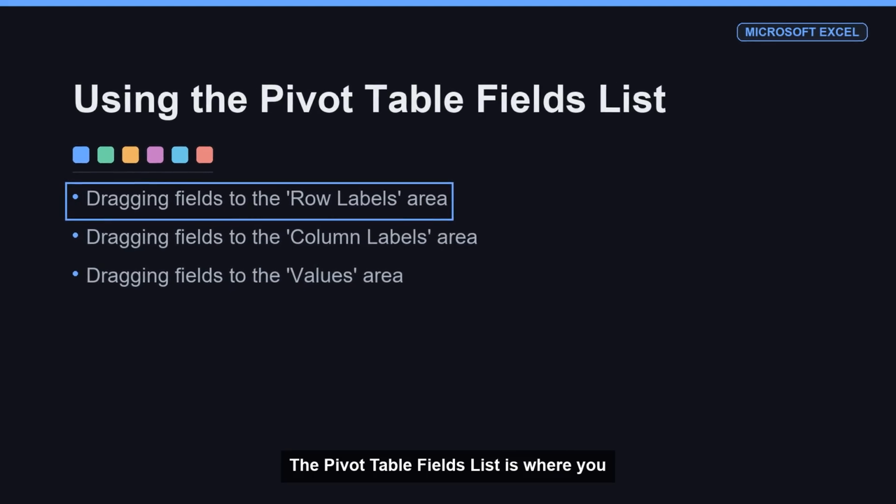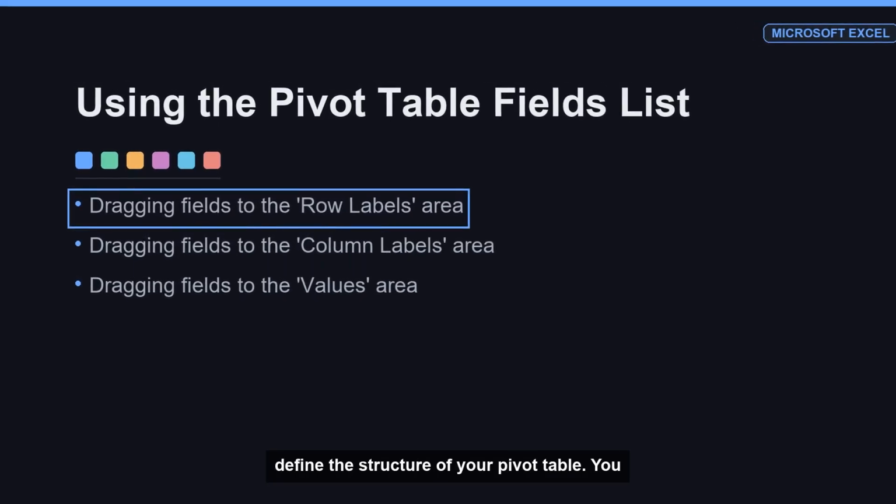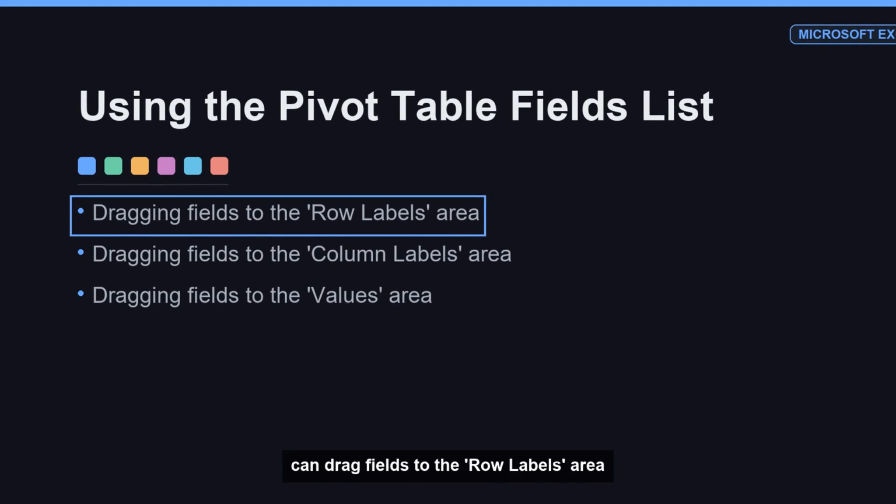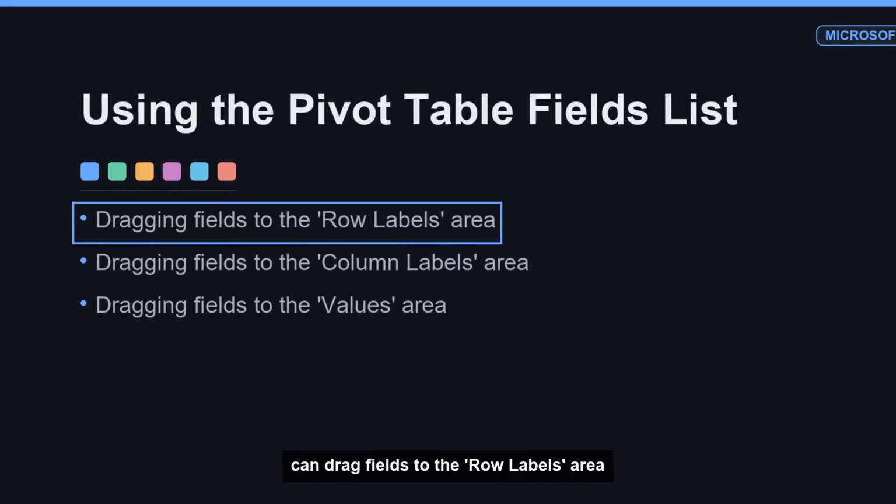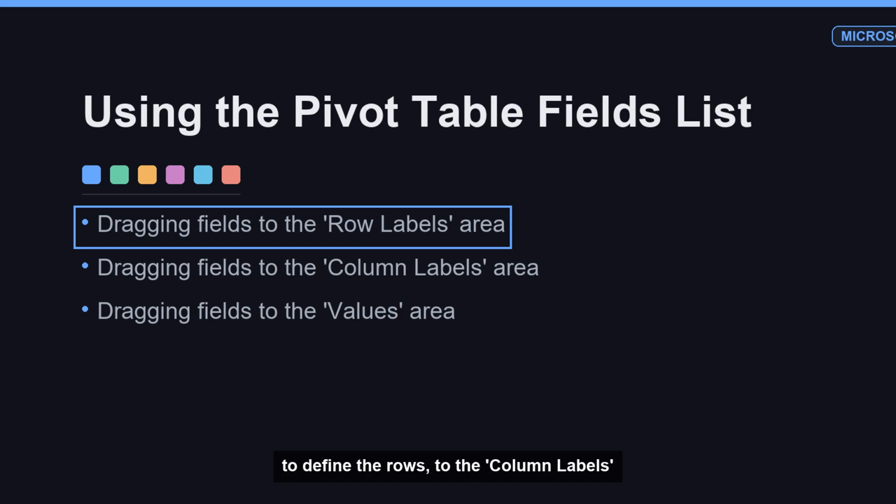The Pivot Table Fields list is where you define the structure of your pivot table. You can drag fields to the row labels area to define the rows, to the column labels area to define the columns, and to the values area to define the values. For example, if you want to see the total sales by region, you would drag the region field to the row labels area and the sales field to the values area.